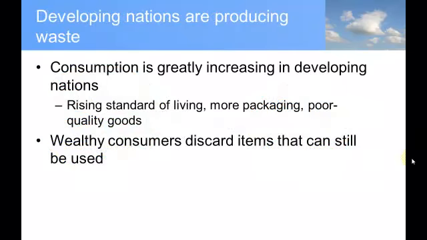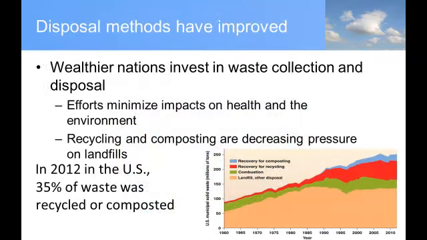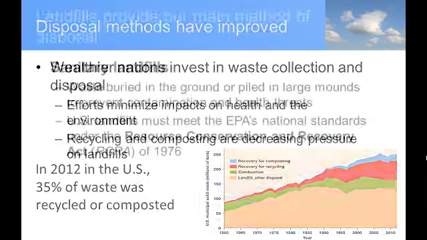Developing nations are producing more waste these days. Consumption patterns are increasing with the rising standards of living there, which means wealthy consumers often discard items that can still be used. The poor people in many of these countries often scavenge local dumps looking for things that they can sell and try to support themselves. Wealthier nations invest in waste collection and disposal to minimize the impact on health and the environment. In 2012, 35% of waste in the United States was either recycled or composted.